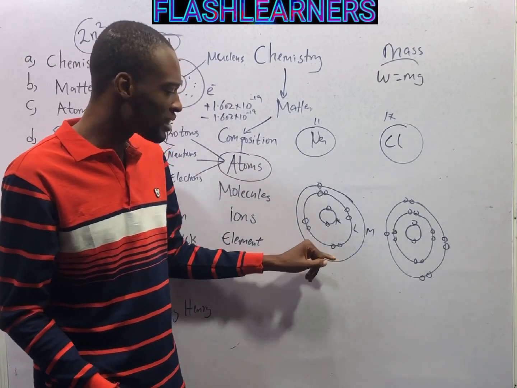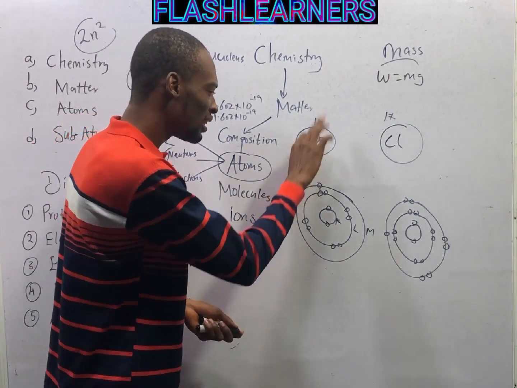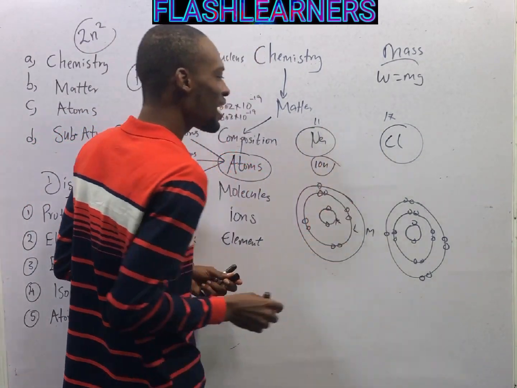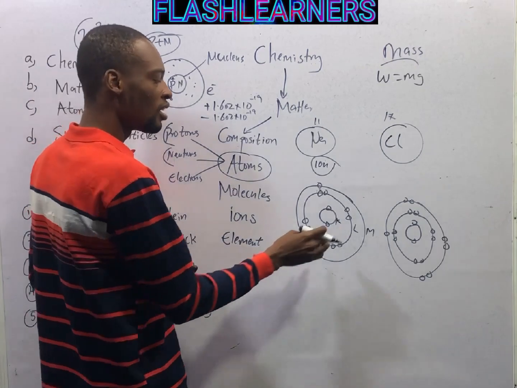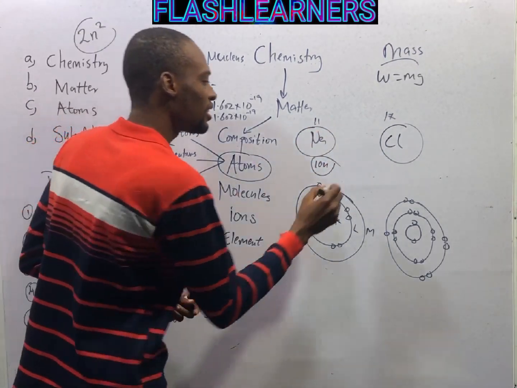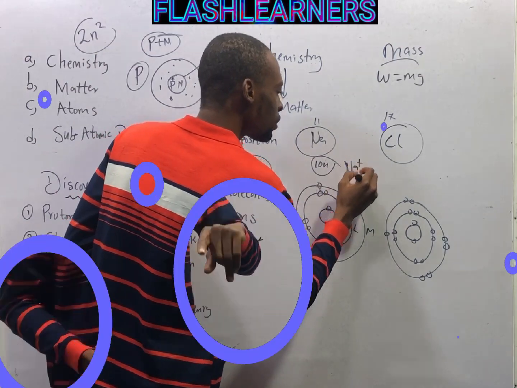If this sodium now decides to give out this 1 electron, sodium becomes an ion. But in that case, a positively charged ion. We don't write it as an atom like this. No, it is now Na+.